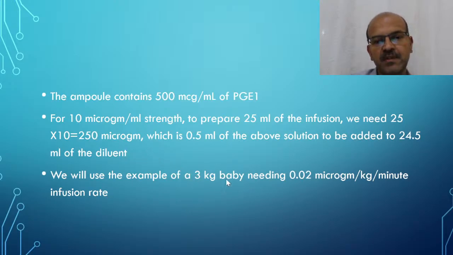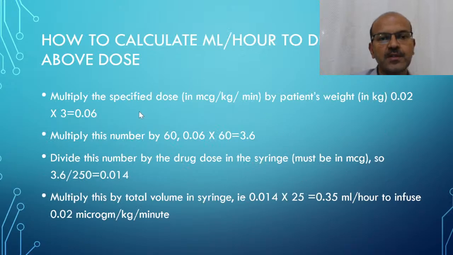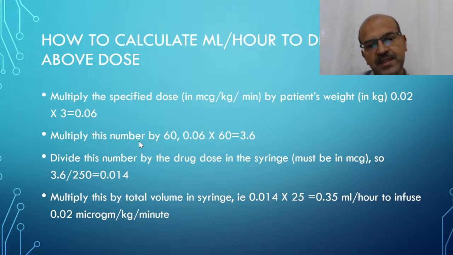For our example, we use a 3 kilo baby needing 0.02 microgram per kilogram per minute. So we have to multiply the specified dose by the patient's weight, as we did earlier with the morphine infusion. So 0.02 times 3 is 0.06. Multiply this by 60 to get the hourly dose. So 0.06 times 60 is 3.6.